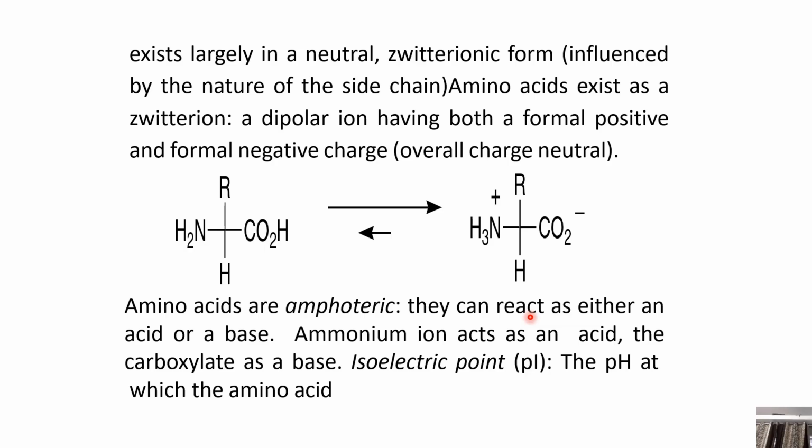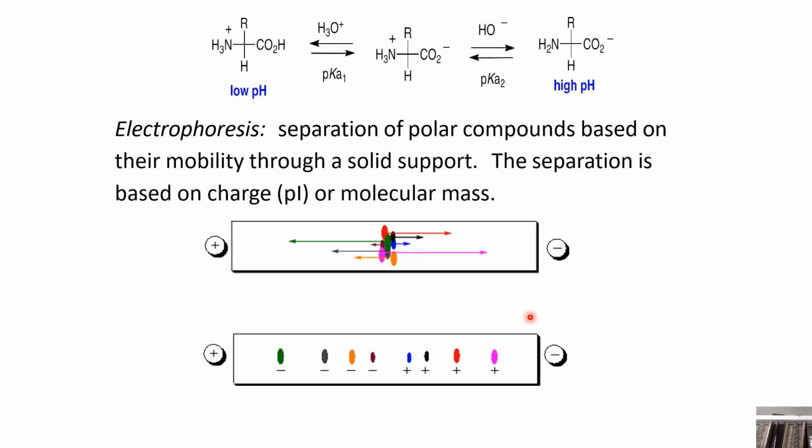So now what is isoelectric pI? We have also discussed this. It is the pH at which the amino acid does not have any net charge. And in the case of electrophoresis, it is the separation of charged compounds based on their mobility through a solid support, and the separation is based on charge or molecular mass.